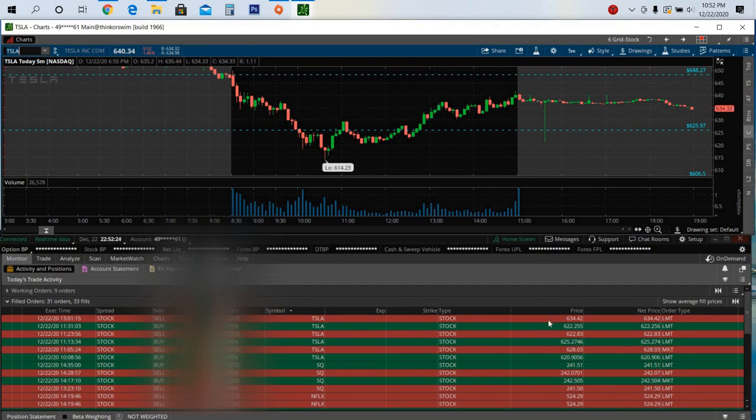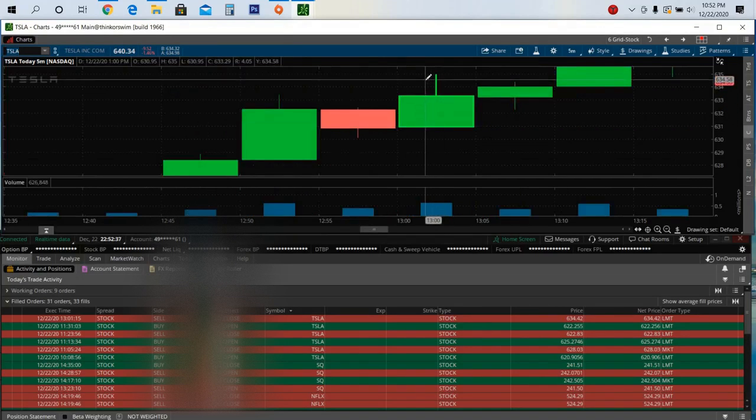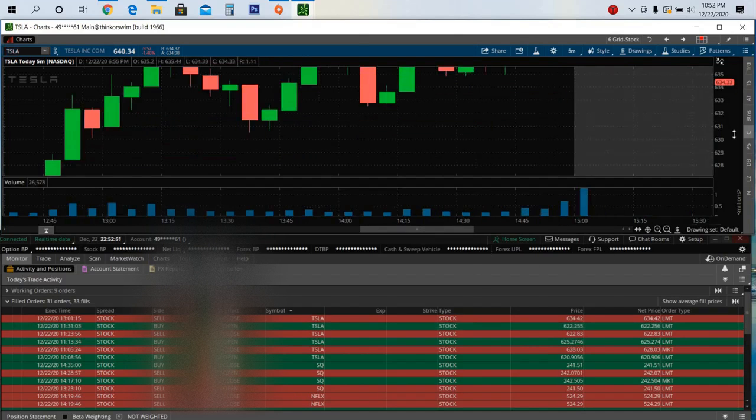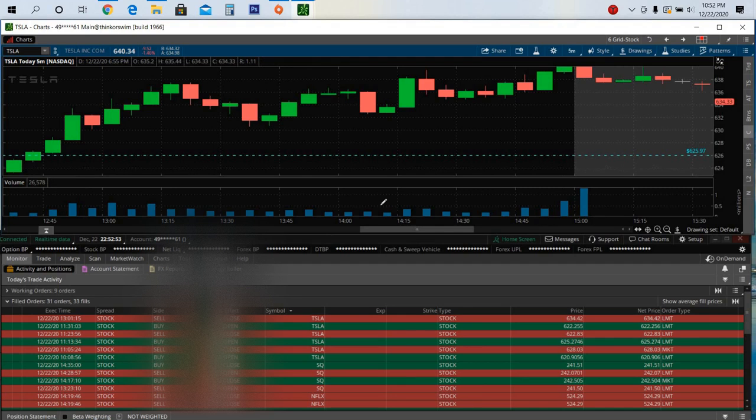So I believe I sold it at 1 o'clock around here on this candle. I sold it at pretty much around here somewhere, so 634.42. So this one was also a really good trade. It was about $12 per share. So overall it was a really good day.